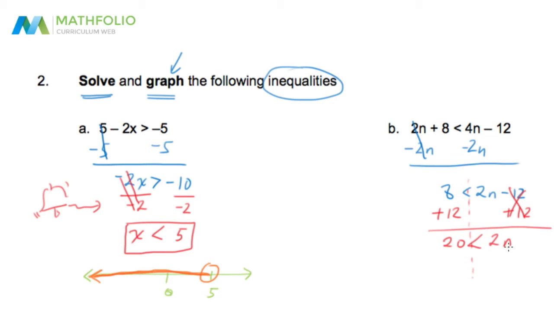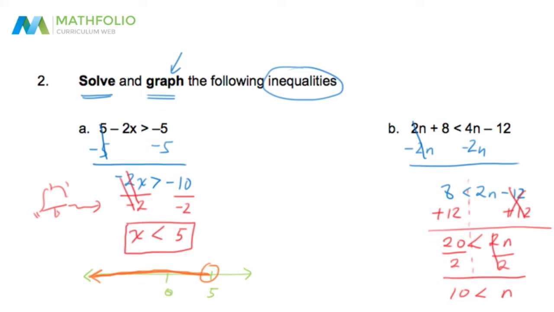So now what's happening to the n? It's being multiplied by 2. So I'm going to do the opposite. So I'm going to divide by 2. Again, no alarm bells here because we're just dividing by a positive. 2n divided by 2 gives me n. I'm going to put the same inequality there and then 10.